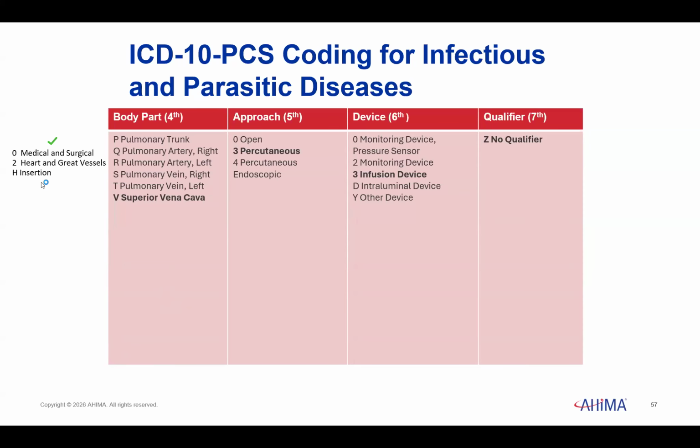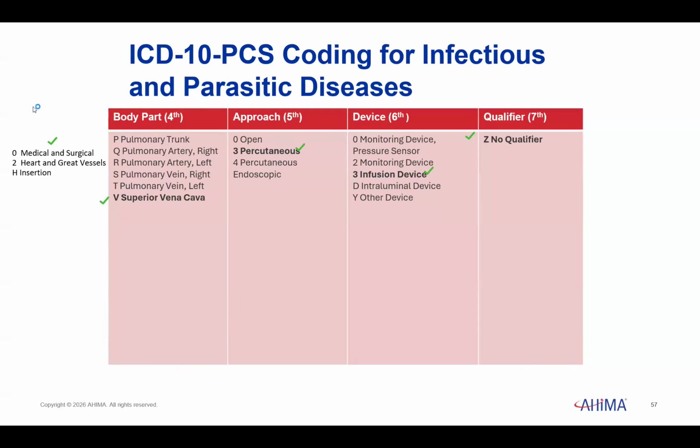Medical, surgical, heart, great vessels, and section, right? Body part in this case will be V, superior vena cava. It's going to be open percutaneous. And what type of device is it? It's an infusion device, and there's no qualifier. And those are our 7 characters.